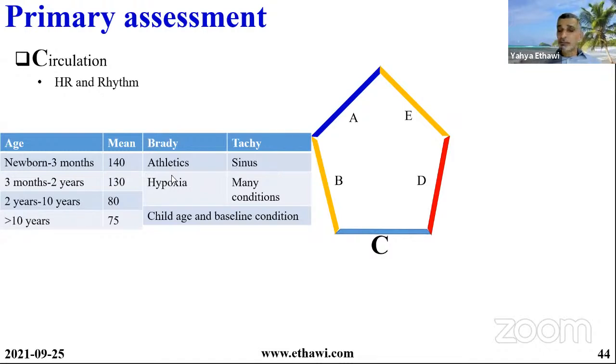You can get low rates in athletes. For example, I do lots of exercise and my heart rate is 30. So in athletes, you get a very low heart rate. Also, with hypoxia, you get a very low heart rate. And you can get sinus tachycardia with fever, pain, or distress. There are many other conditions, such as hyperthyroidism, fever, as I said, and medications that can cause a high heart rate.